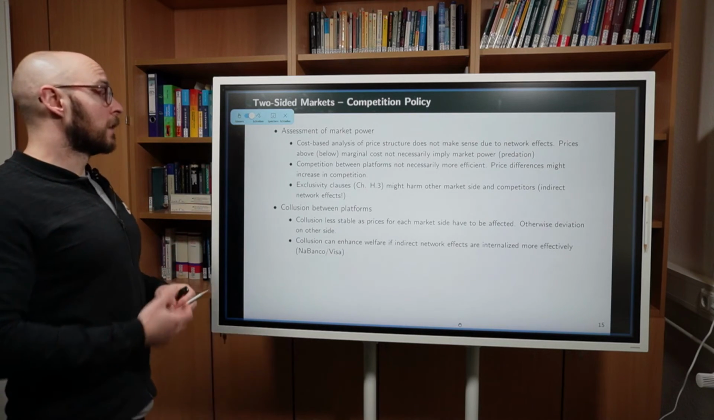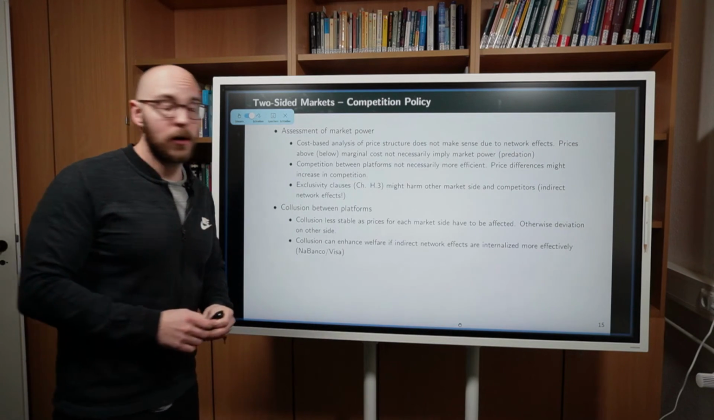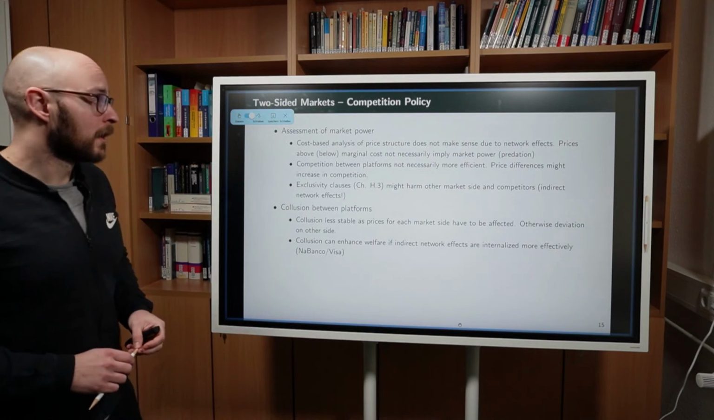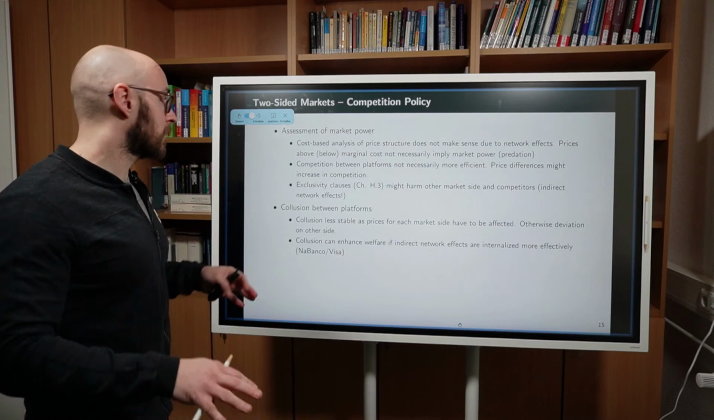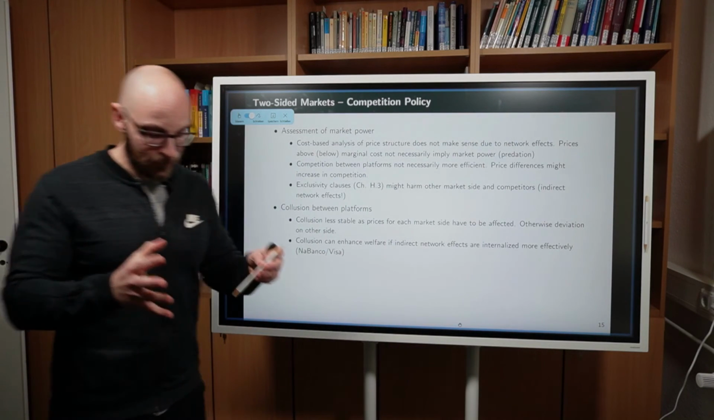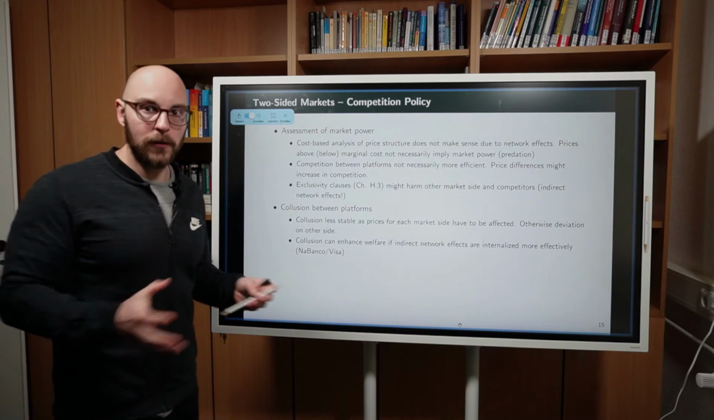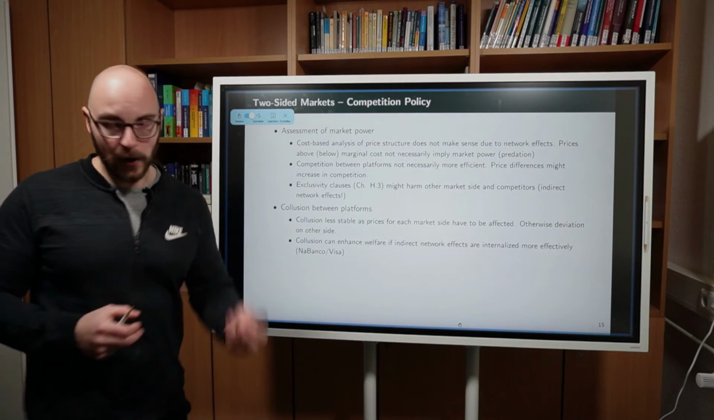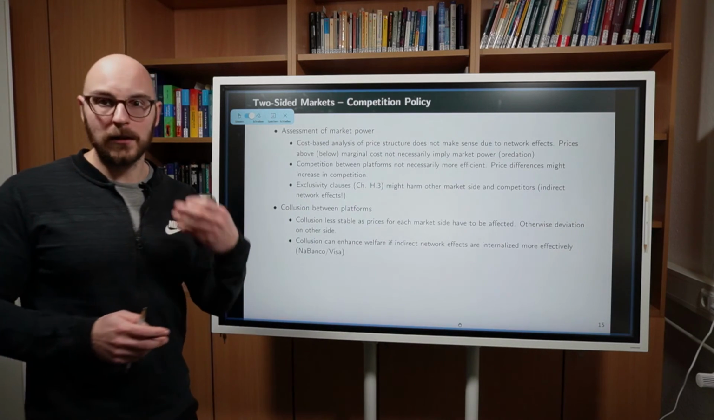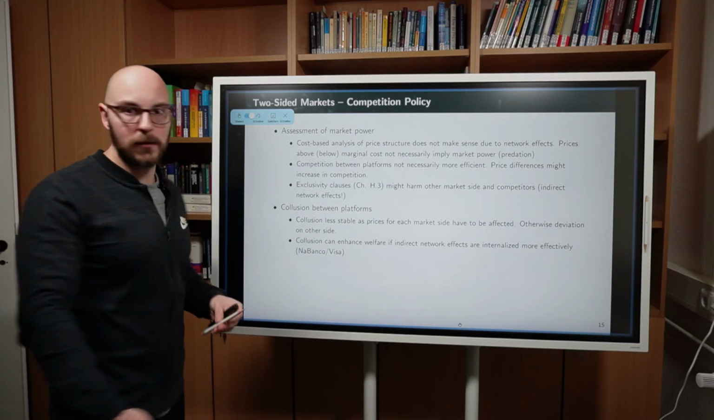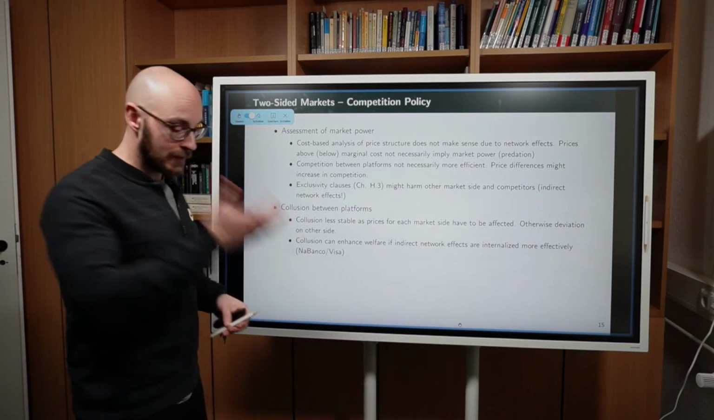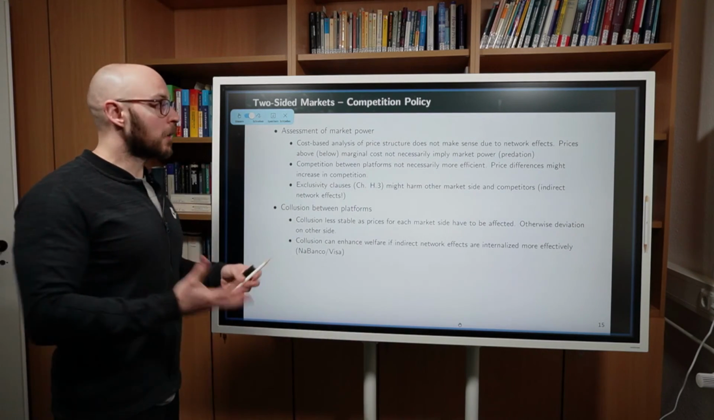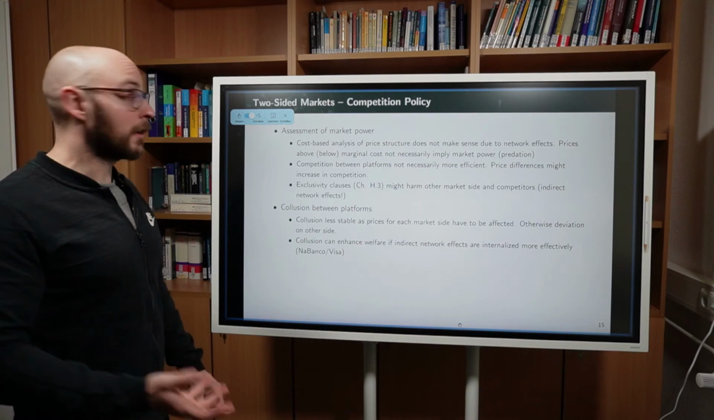And that brings us to the general debate on market power in two-sided markets here, right? So if you do a cost-based analysis on the price structure, that does not make sense at all, right? Because we have that type of network externalities that are taken into account, right? And if we have prices below marginal cost, that does not mean that we have predation. That means that we want to drive out other platforms from the market, because this is basically just the measure to attract, for instance, the single homers or the market side that exerts a strong network externality on the other market side.